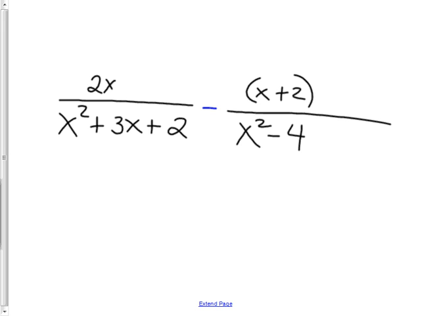Now, here's another one. I don't think it's as hard. Okay, give this one a try. There's something that'll cancel, but you may not want to cancel it. You don't have to. You can if you want to. At the very end, you have to cancel everything, but if you're in the middle of the problem, you just want to stick to getting the common denominator, it's okay.